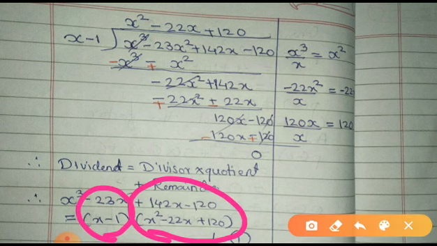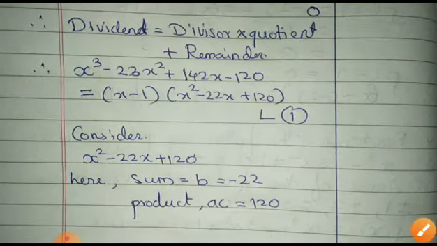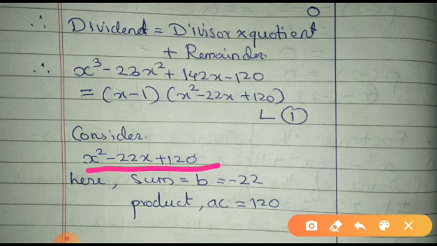This one is a quadratic polynomial. So for the quadratic polynomial, again I have to simplify into a product of linear factors, which we have studied in the previous video. Okay, so consider that particular polynomial x square minus 22x plus 120. Okay, so the sum is minus 22 and the product is 120.